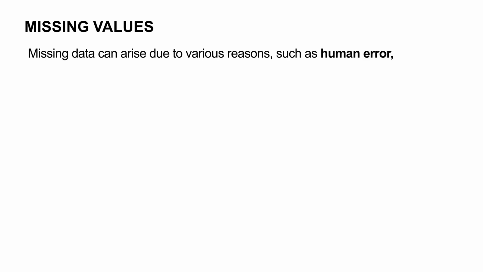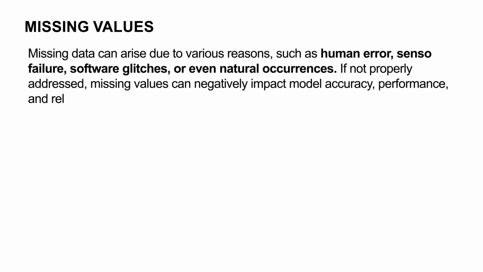Missing values. Handling missing values is a crucial step in data preprocessing for machine learning. Missing data can arise due to various reasons, such as human error, sensor failure, software glitches, or even natural occurrences. If not properly addressed, missing values can negatively impact model accuracy, performance, and reliability.